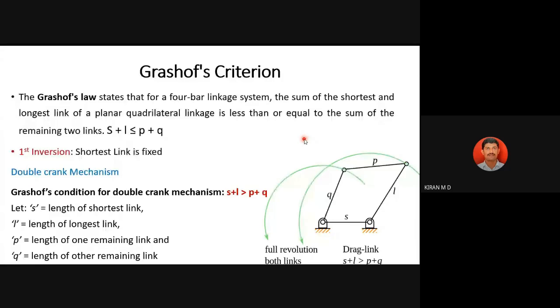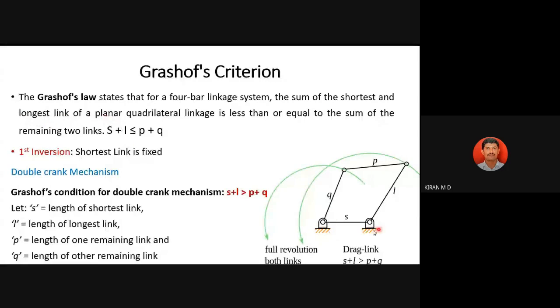concept is Grashof law. This Grashof law is valid for only 4-bar mechanism. Grashof law states that for 4-bar mechanisms or 4-bar linkage system, the sum of shortest and longest link of a planar quadrilateral linkage or mechanism is less than or equal to the sum of the remaining 2 links. So here, the sum of length of shortest and longest link.